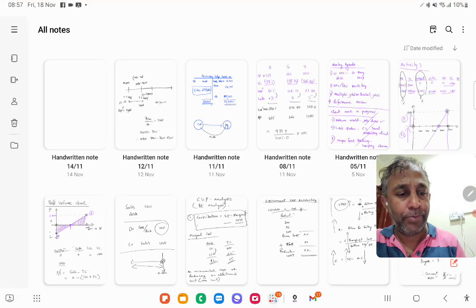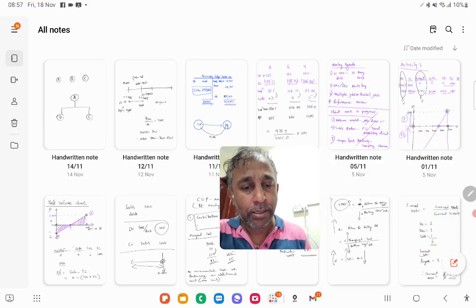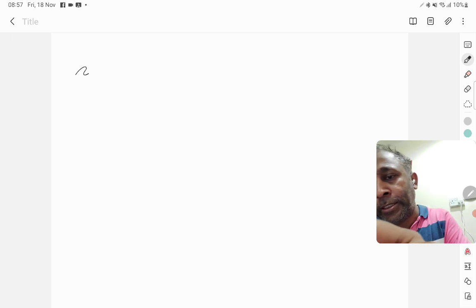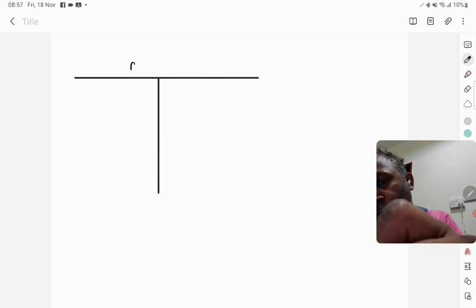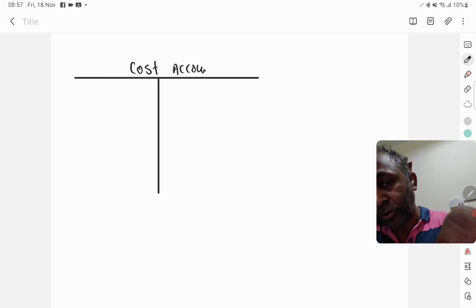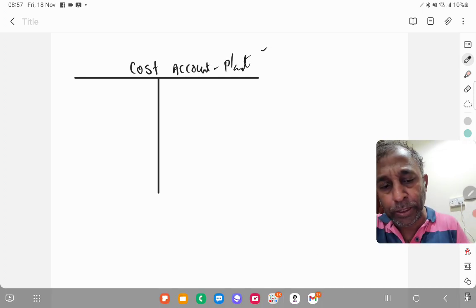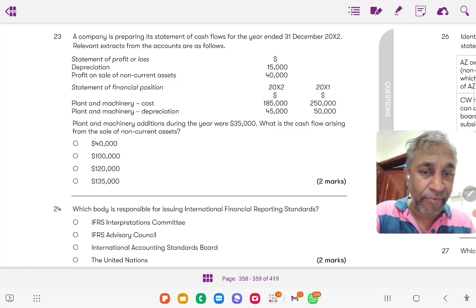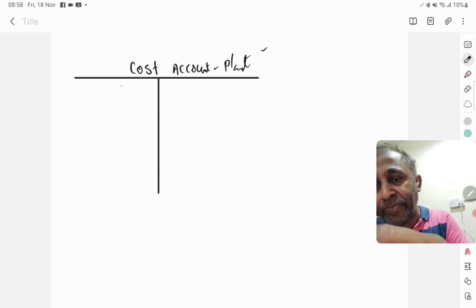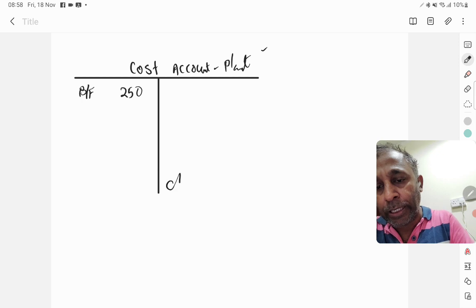Let's work out. What you have to do first is open a T account for the cost account, that is for the plant. They have given you the information here. The cost, opening balance 250 and closing balance 185. So 250 here, opening balance, and the closing balance 185.